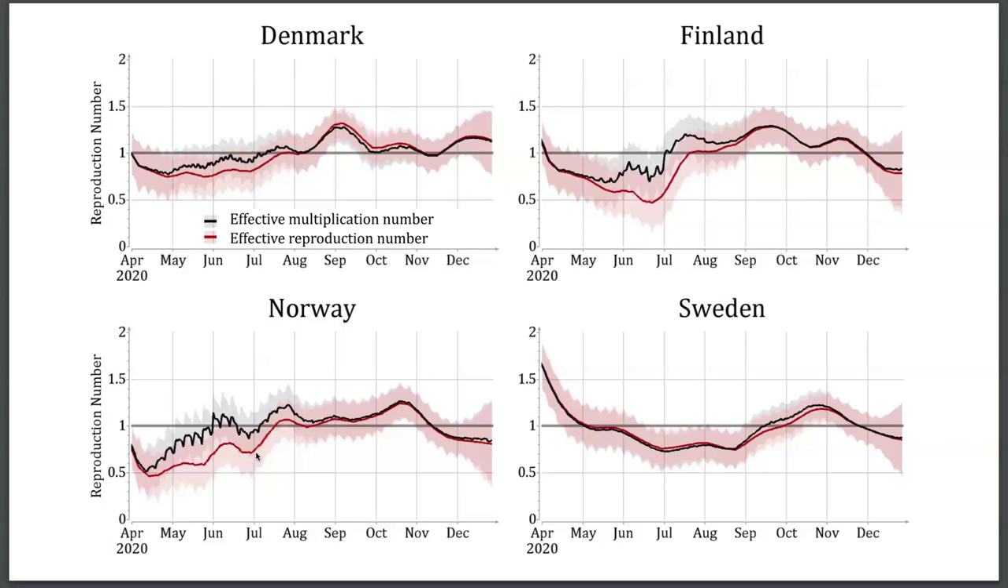If the number is below one, the epidemic is declining, and if it is above one, it's growing. And you can see a very interesting situation here, when sometimes you have, for example, summer in Norway and summer in Finland, you have an effective reproduction number actually below one, but the effective multiplication number is above one, meaning that if you had no mobility at all, the epidemic would decline, but because you have a supply of infectious people from all the countries, the epidemic is growing regardless. So this is another way to plot it.